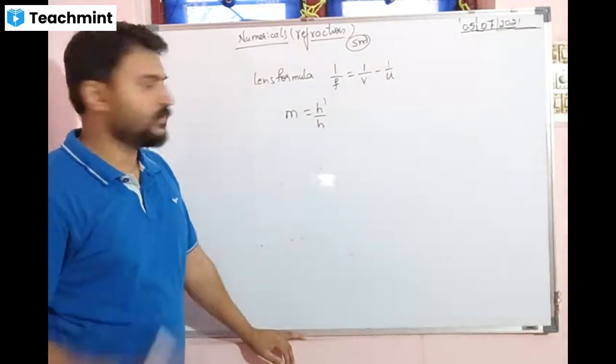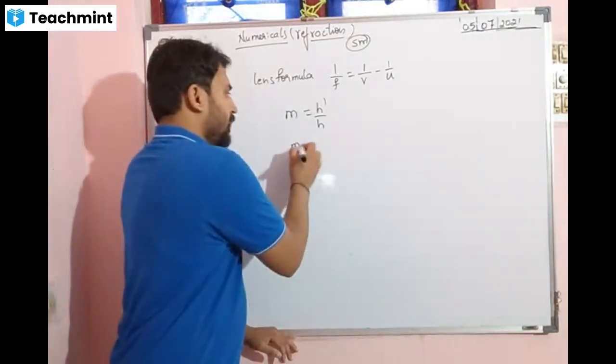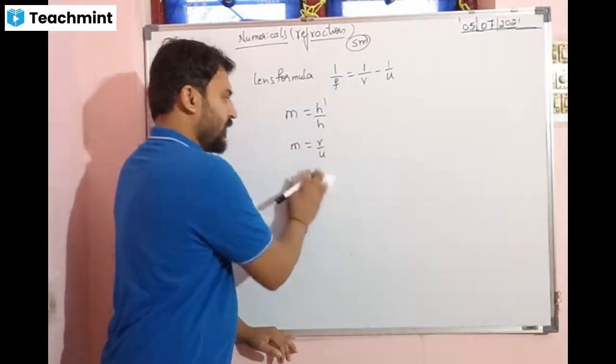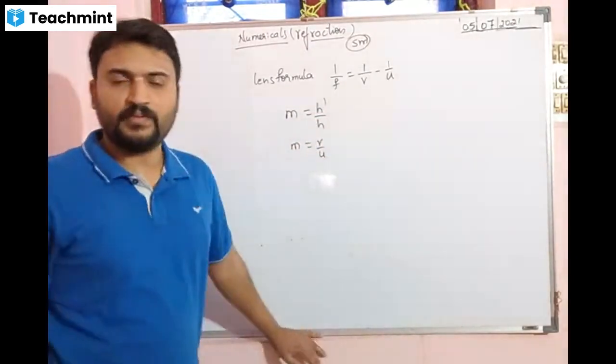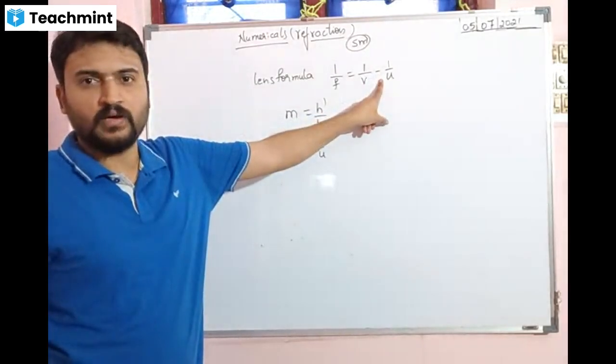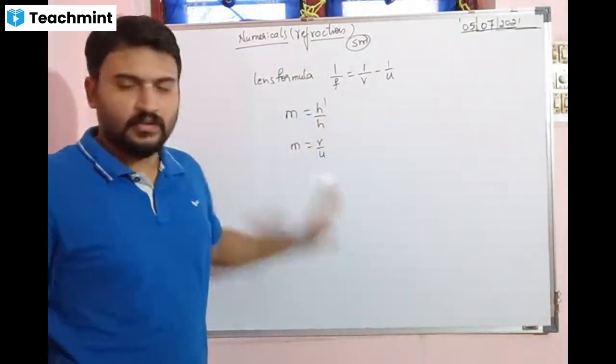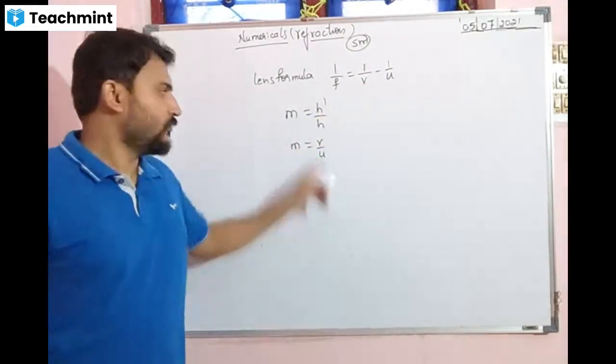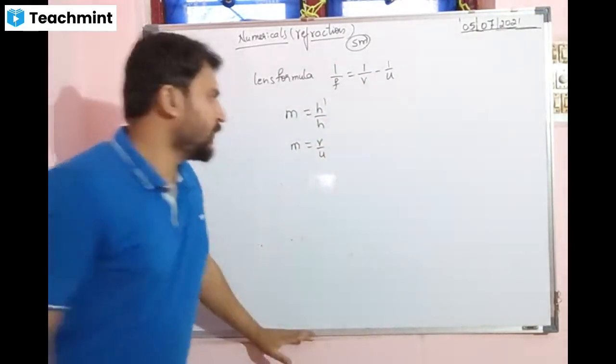Minus V by U. There we had minus V by U. Here, for magnification, we have just V by U. As you can see, there is a change in this formula. So this minus cancelled the minus here. So we got V by U.